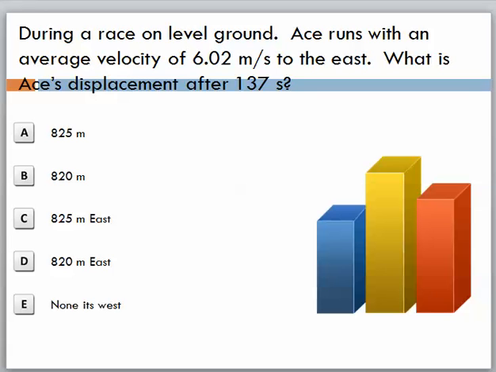Because that's what you're going to end up doing a lot here in physics, is having to decode the story problem. It tells us that he has an average velocity of 6.02 meters per second. So his velocity is 6.02 meters per second. It gives me what is his displacement. So his displacement, I don't know. They want to know what is his displacement. So I'm just going to put a little question mark there. And it gives me 137 seconds.